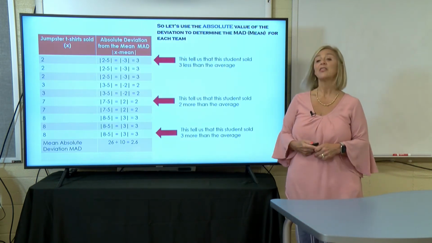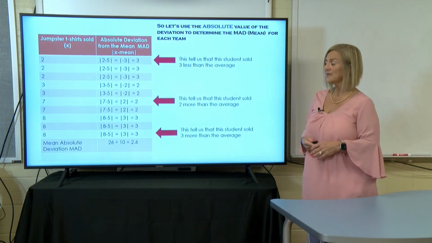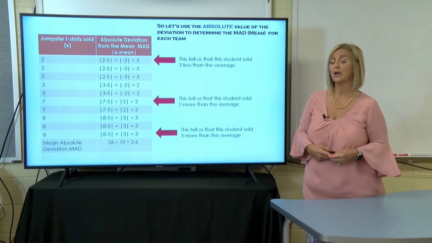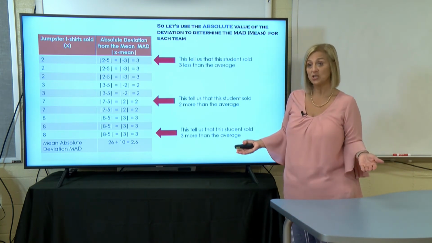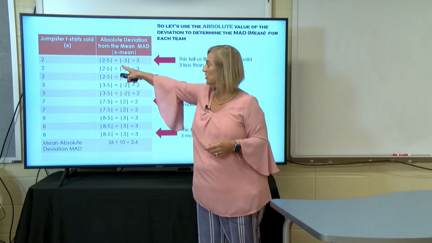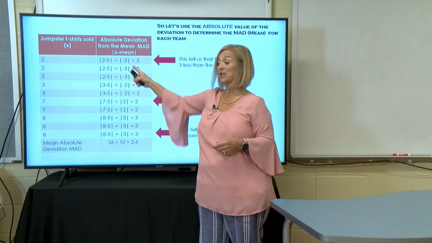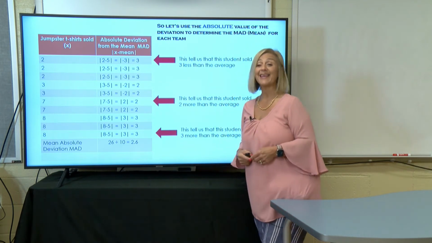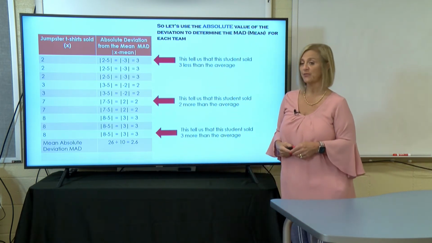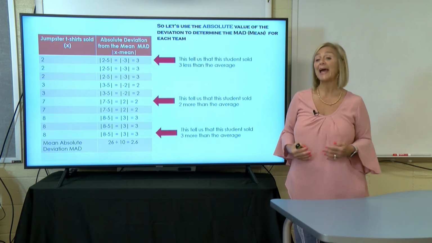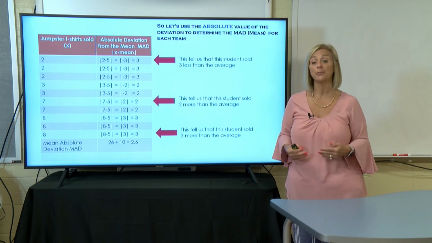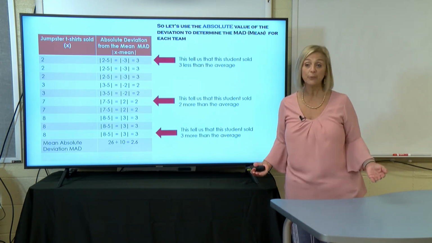So let's take the jumpsters first. Now remember, a few slides back, we actually found the deviation from the mean, but this time we're going to find the absolute value of each of those deviations. So if you look back to where we started, 2 minus 5 was negative 3. We're going to take the absolute value of negative 3. Now remember, the absolute value of any number is its distance away from 0.